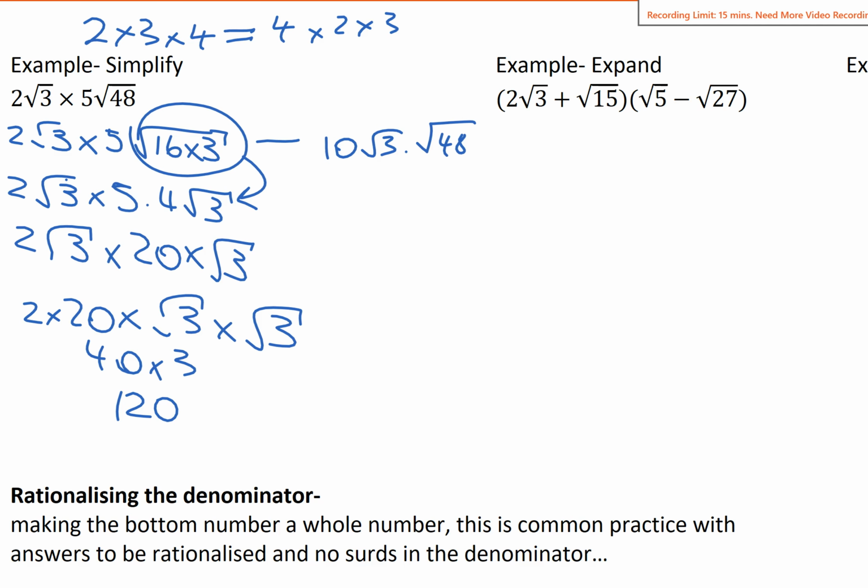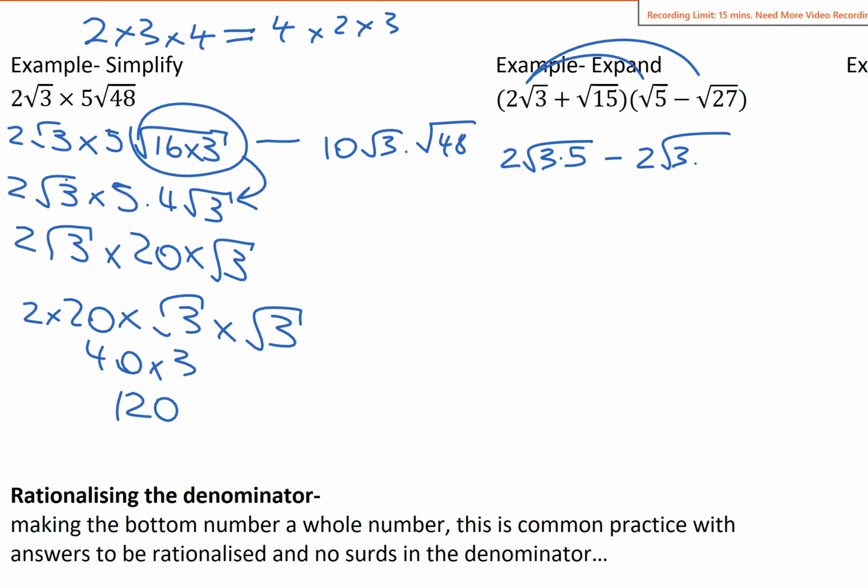Okay. And the second one over here, expand that bracket. How would you expand that bracket? Just how you expand any other quadratic type bracket. So that's 2 root 3 times 5. Is everyone happy with that? 2 root 15. Yep.